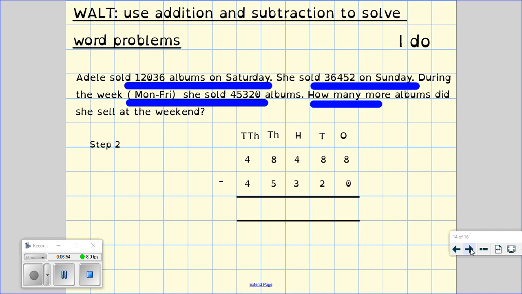My next step is finding out how many more albums sold at the weekend than during the week. So for that, I'm going to have to do a subtraction. So here is the amount of albums sold at the weekend. Here is the amount of albums sold during the week, and I will subtract the week sales from the weekend one. So again, column subtraction. 8 subtract 0 is 8. 8 subtract 2 in my tens column is 6. 4 subtract 3 is 1. 8 subtract 5 is 3. And then 4 subtract 4 would be 0. So that means that at the weekend they sold 3,168 more albums than they sold in the week. And again, if you wanted to check your answer, you could do the inverse. So you would add 45,320 plus 3,168, and that would hopefully give you the total of 48,488.